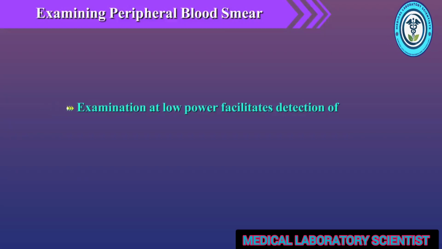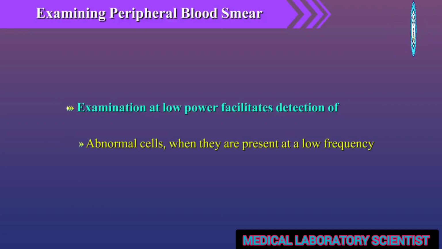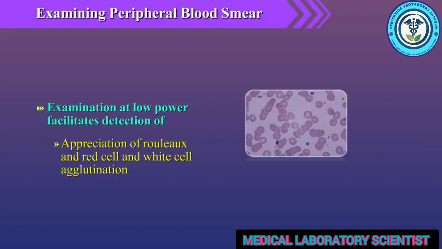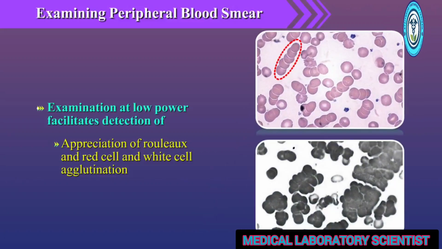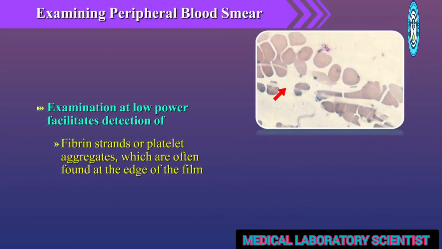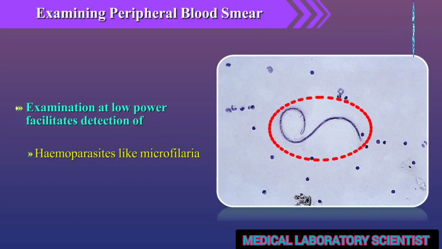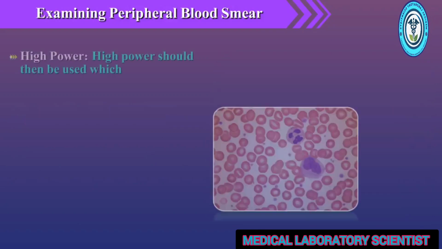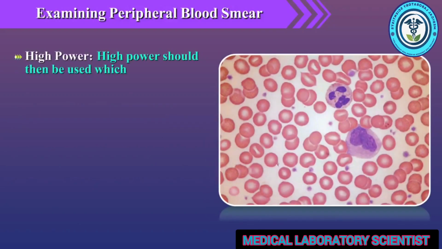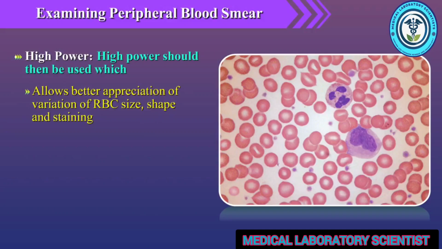Examination at low power facilitates detection of abnormal cells when they are present at a low frequency, appreciation of rouleaux and red cell and white cell agglutination, fibrin strands or platelet aggregates which are often found at the edge of the film, hemoparasites like microfilaria or cryoglobulin deposits. Having selected the thin tail region of the film where RBCs are just overlapping, a high power should then be used, which allows better appreciation of variation of RBC size, shape, and staining.